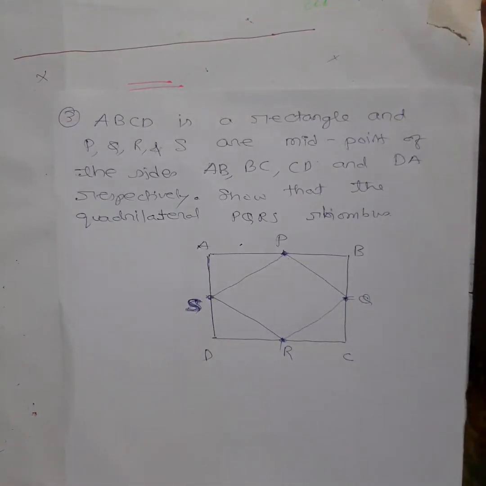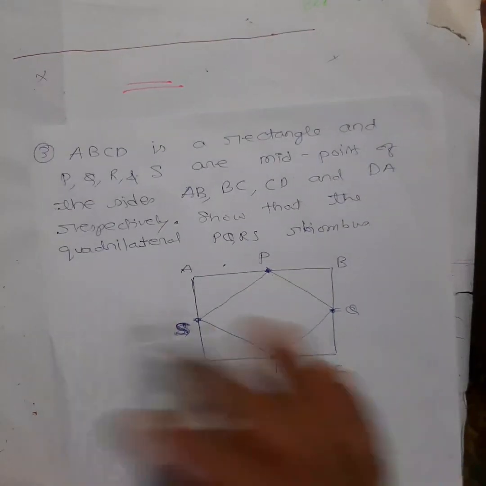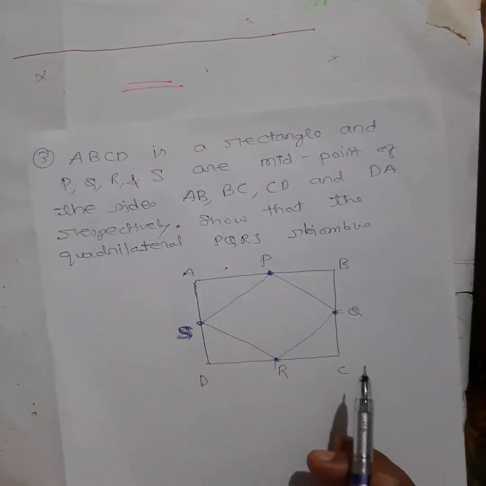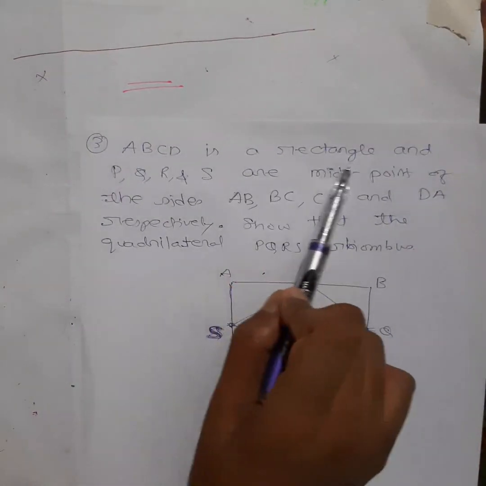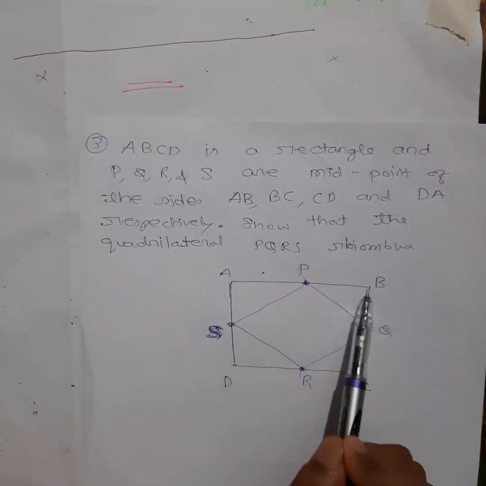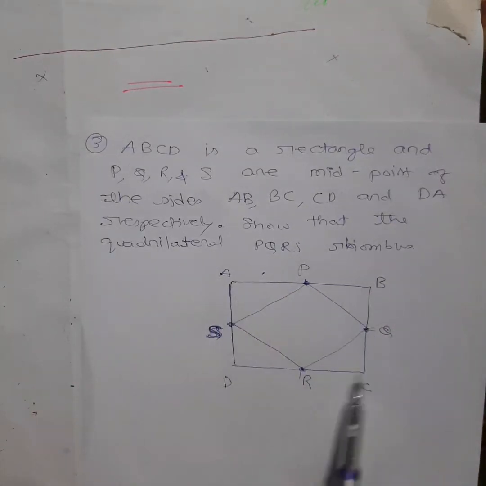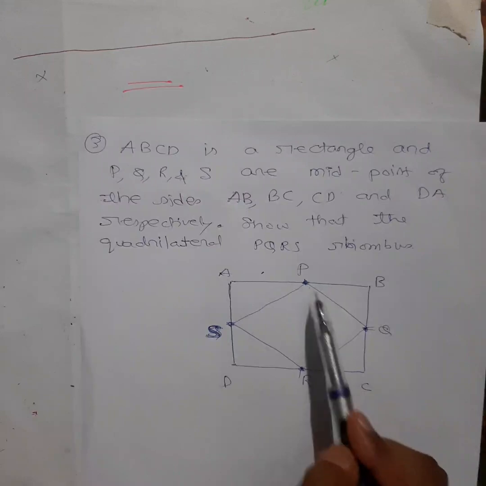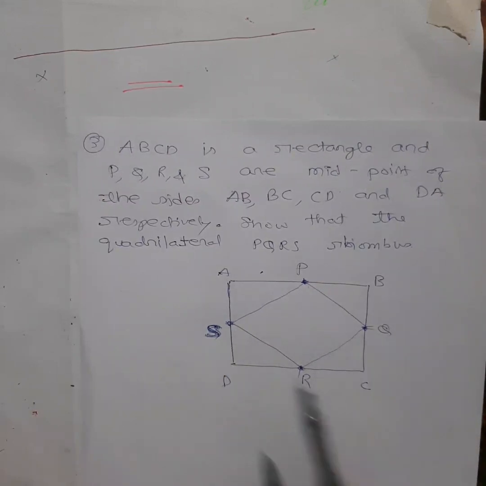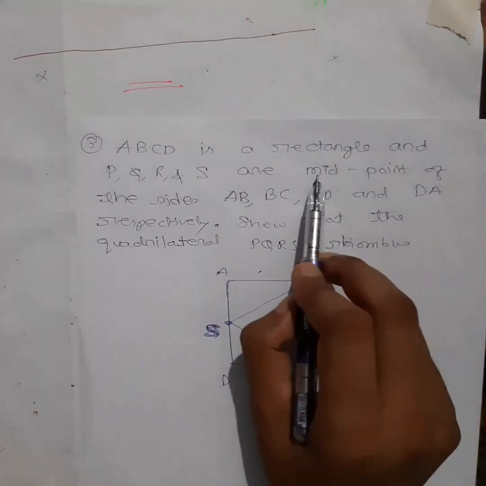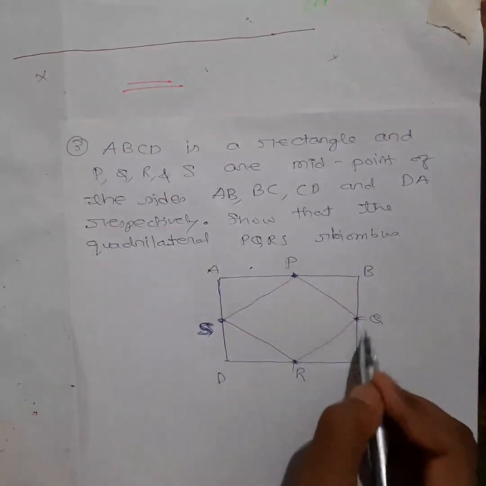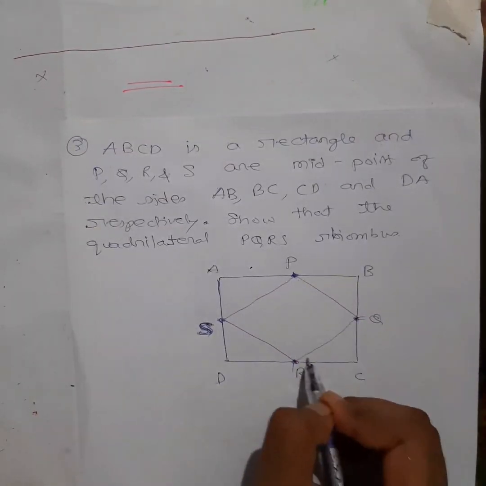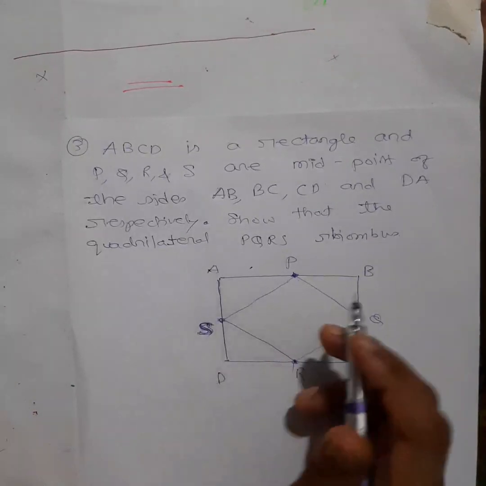Okay, so next is question number 3, which is very simple. If you have understood the previous question, you will understand this easily. So what it says, ABCD is a rectangle. They have given a quadrilateral ABCD and they have said it is a rectangle. So from a rectangle, what you understand is opposite sides are parallel and equal, right? And P, Q, R, S are midpoints of AB, BC, CD and DA respectively.